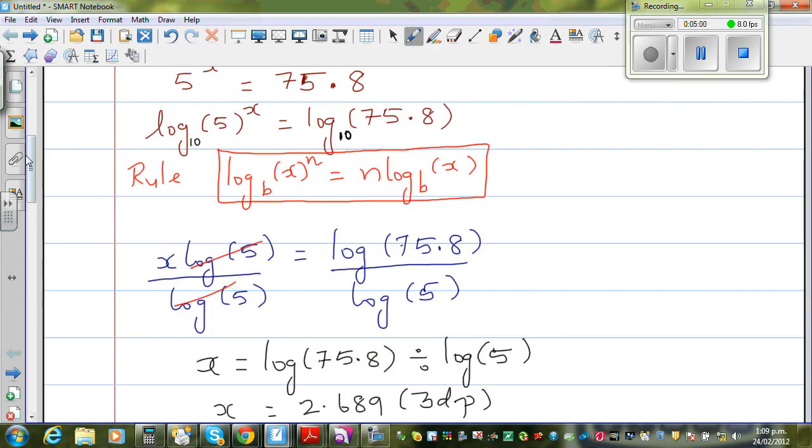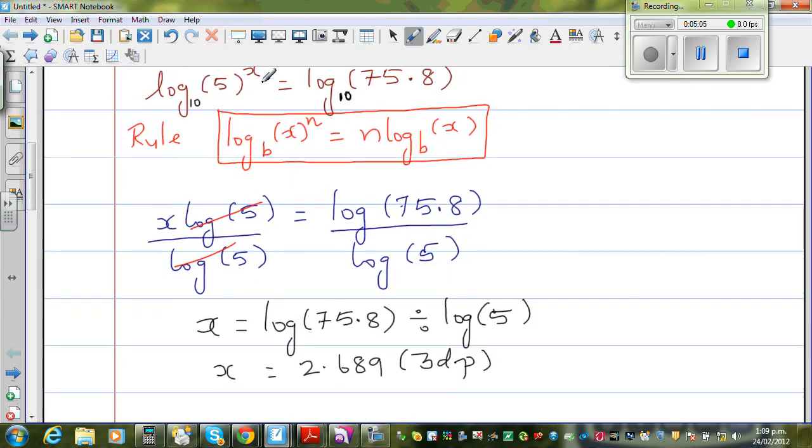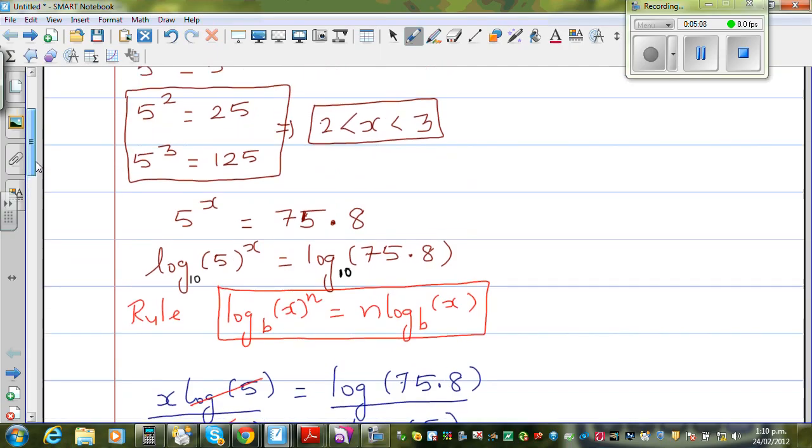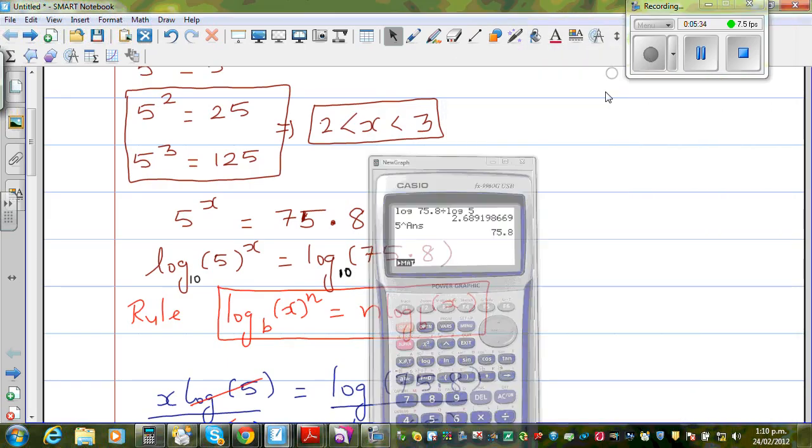Now, what does this mean? Just to check your answer, 5 to the power of this number x should give you 75.8. So let us check this in the calculator. So we need to enter the whole number. So 5 raised to this whole number, you can enter like this, shift answer. So the calculator reads this answer as 75.8. Okay, so that's one way of doing it.